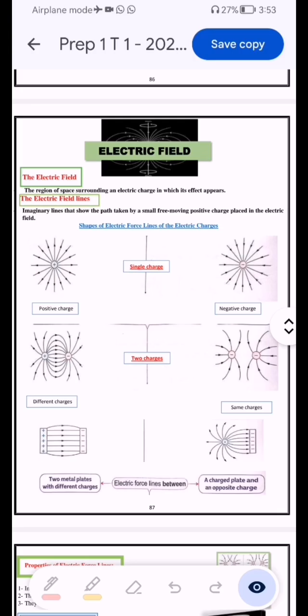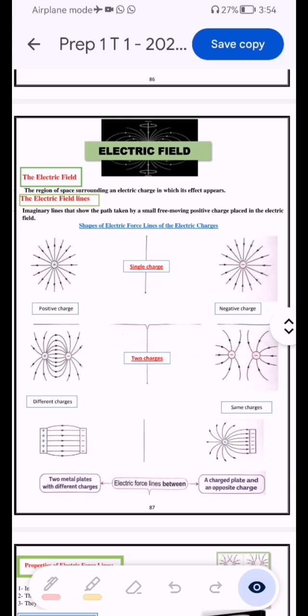Okay? This region of space is called the electric field. So what is the meaning of electric field? It's a region of space surrounding an electric charge in which its effect appears. Okay? And this region is represented by lines. We represent it by lines. Okay? These lines are called electric field lines.